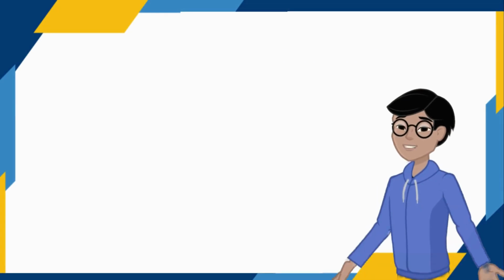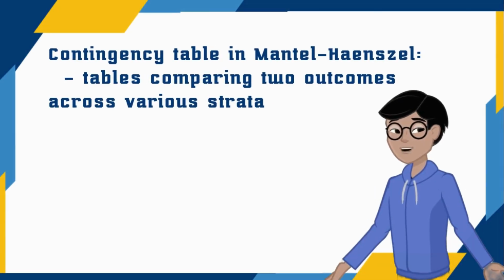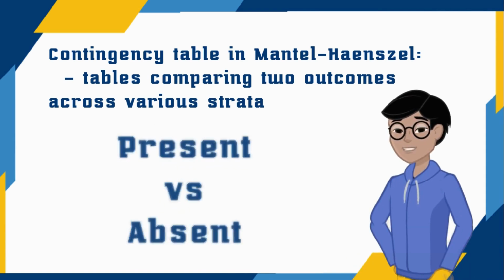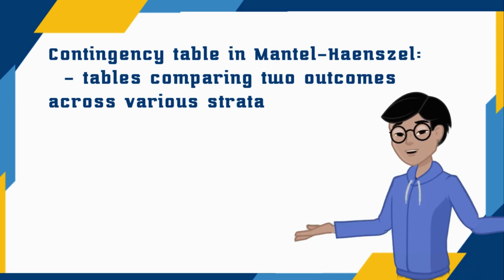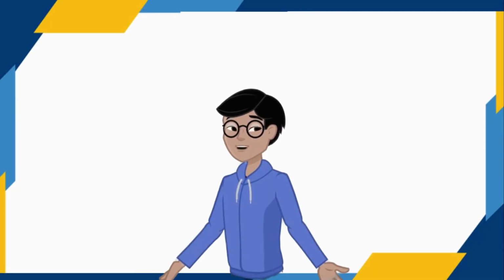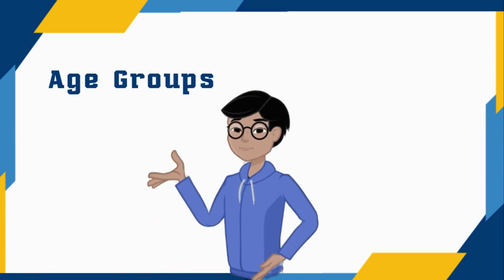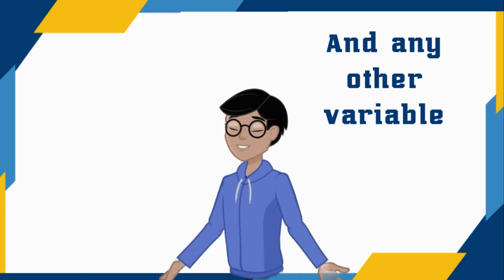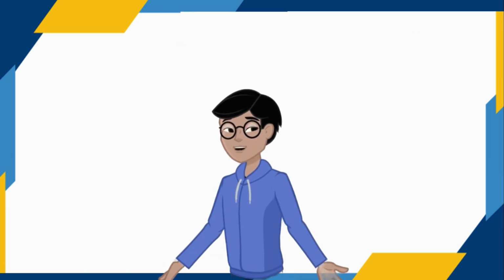Think of these as simple tables comparing two outcomes, like yes versus no, or present versus absent, across several distinct groups or strata. These strata could be anything relevant to your study: age groups, gender categories, geographic locations, or any variable that might influence your results.